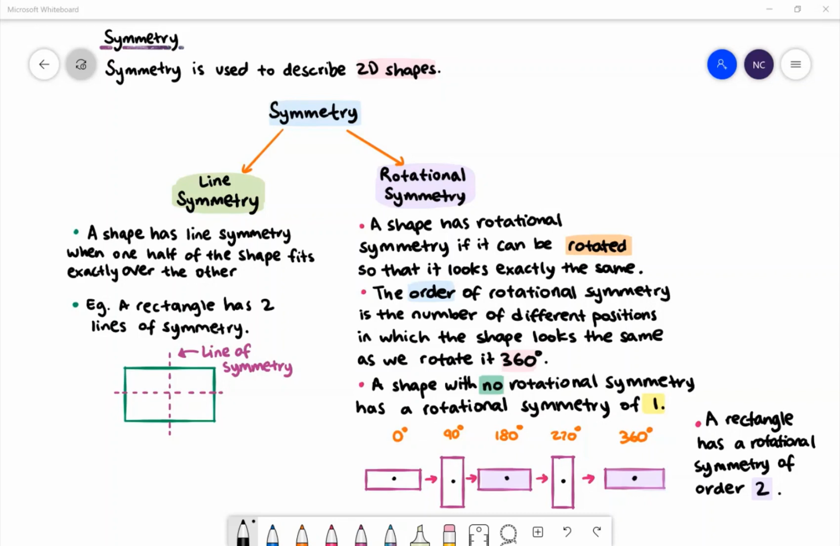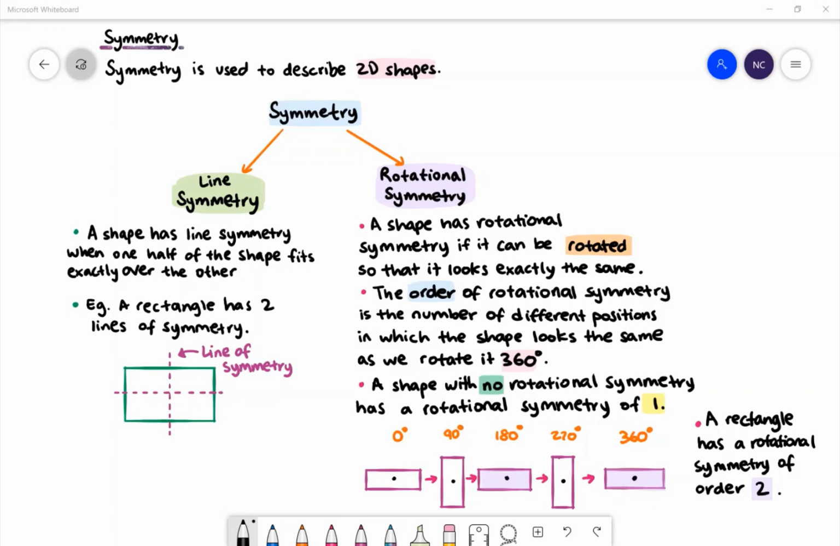Let's take a look at rotational symmetry. A shape has rotational symmetry if it can be rotated so that it looks exactly the same in another position. The order of rotational symmetry is the number of different positions in which the shape looks the same as we rotate it 360 degrees. A shape with no rotational symmetry has a rotational symmetry of 1.